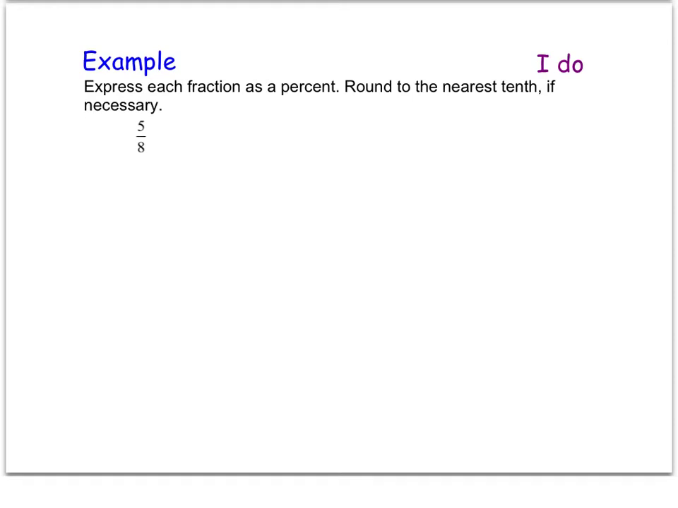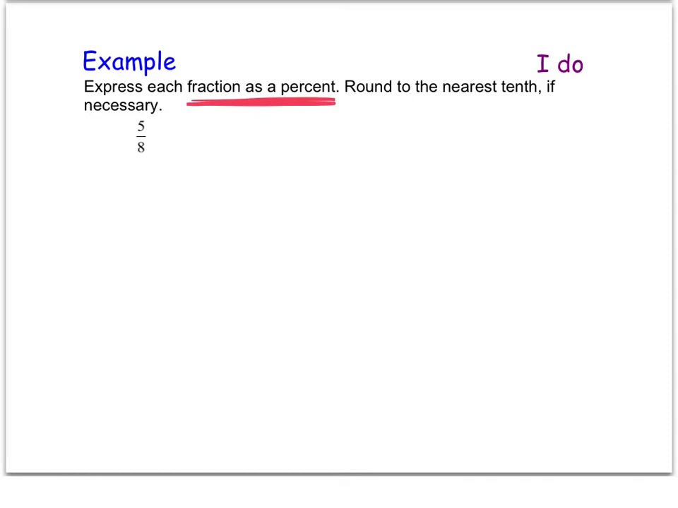All right, now we're going to be looking at writing fractions as percents. Okay, in order to write a fraction as a percent, we have to do two things. First, we have to write it as a decimal. Then, after we write it as a decimal, we change it into a percent.